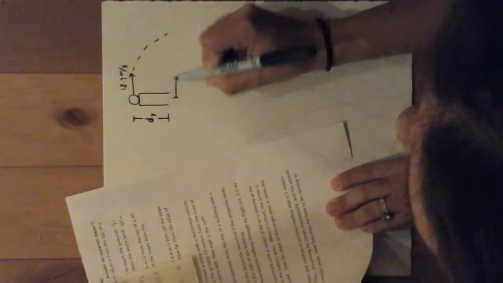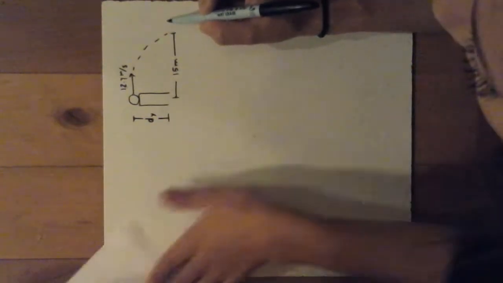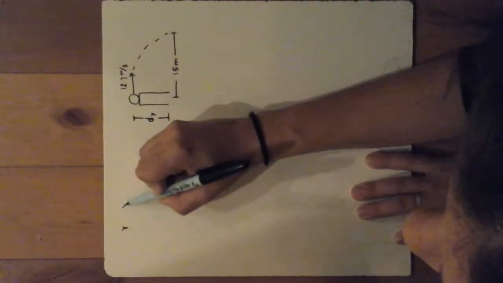If it lands 15 meters from the side of the building. So this will be our 15 meters. This time we're given dx and we're finding dy for part A. So I'm going to make my chart over here.